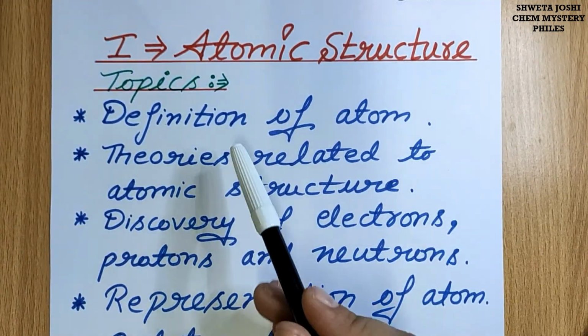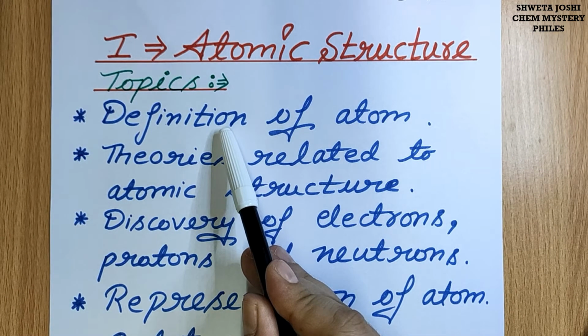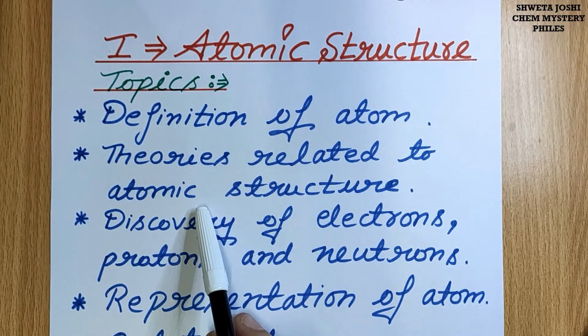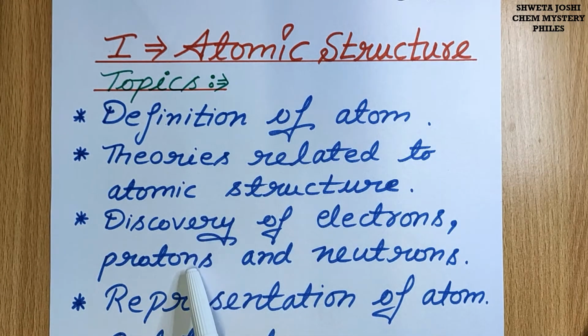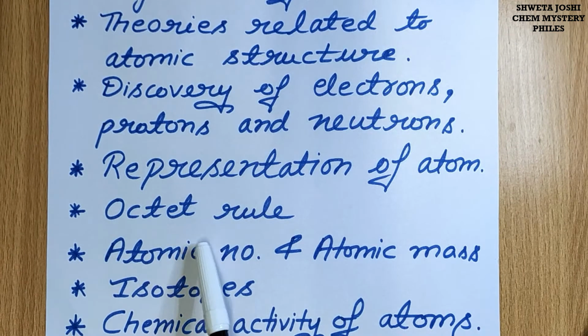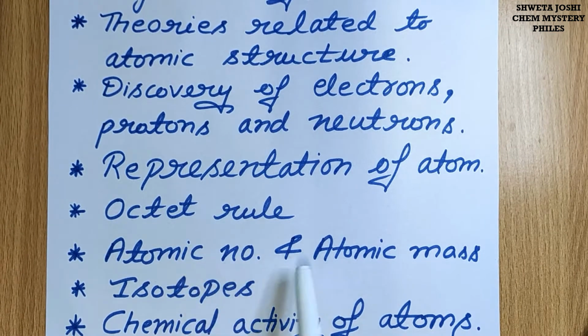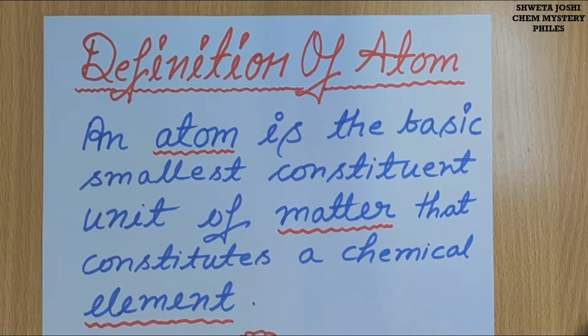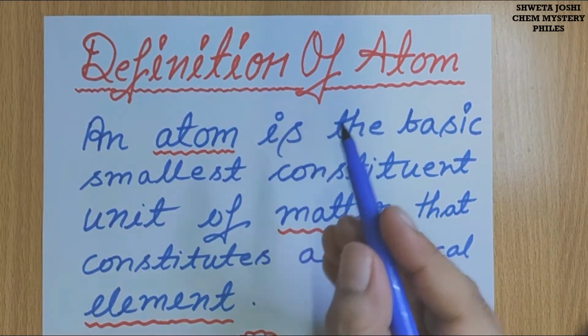First, we are going to cover definition of atom, then theories related to the atomic structure, next discovery of electrons, protons and neutrons, then representation of atom. After that we will cover octet rule, atomic number and atomic mass, isotopes and chemical activity of atoms. First of all, covering definition of an atom.